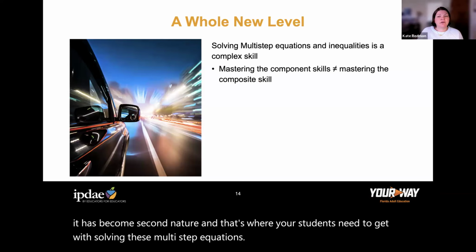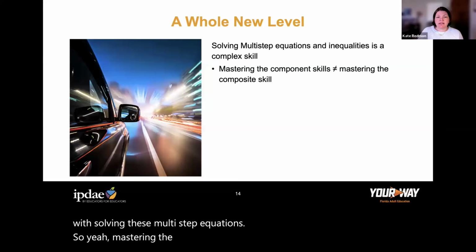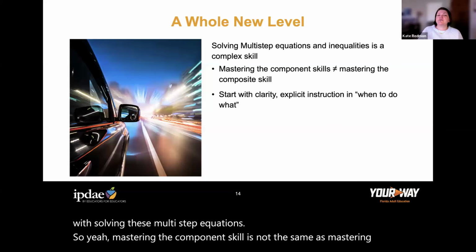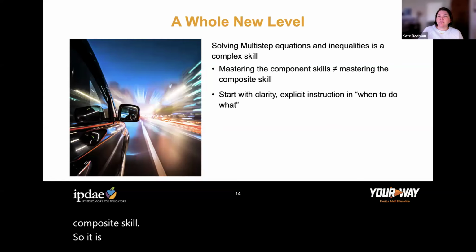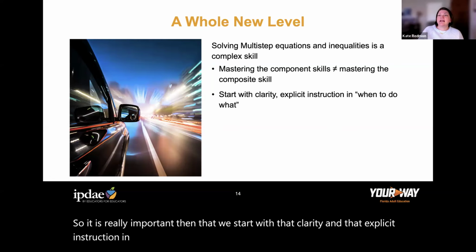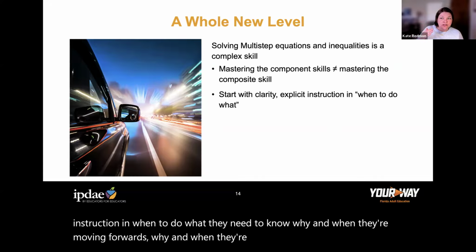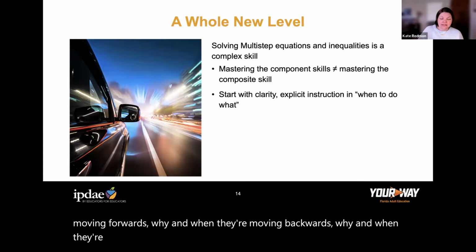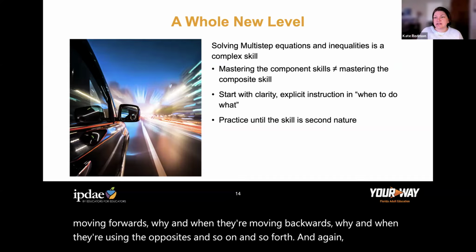So yeah, mastering the component skill is not the same as mastering the composite skill. So it is really important then that we start with that clarity and that explicit instruction in when to do what. They need to know why and when they're moving forwards, why and when they're moving backwards, why and when they're using the opposites, and so on and so forth. And again, they need to practice until that skill is second nature.